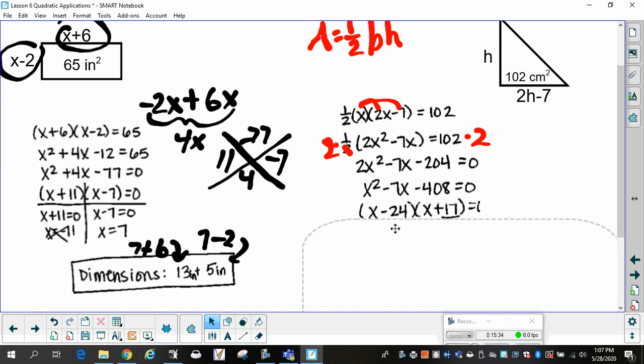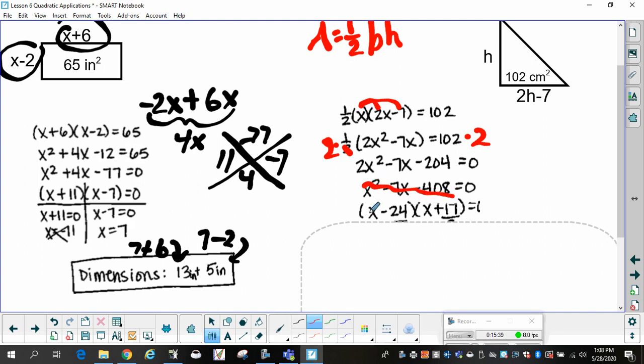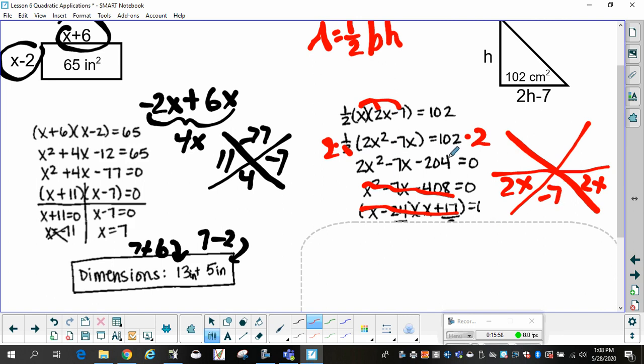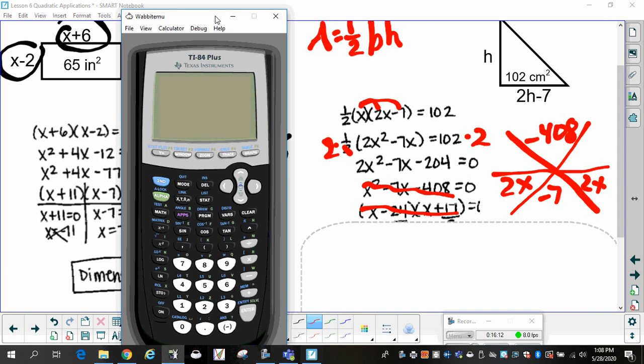This, again, is where I don't like what they do. We need to factor it. And because A is not 1, I need to make my star. So I'll have my 2x and my 2x. My value of B is negative 7. A, which is 2, times negative 204 is negative 408. Now I need factors of negative 408 that add up to negative 7. Well, that's just crazy talk to do in the top of your head.